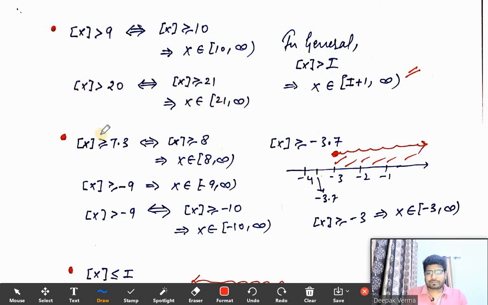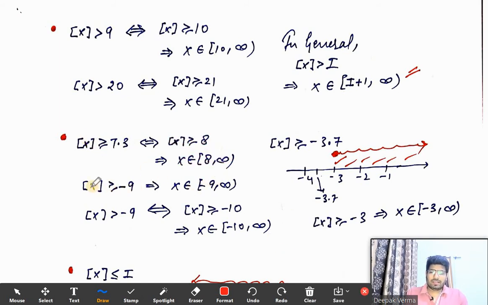Is it clear? Now we are taking an example when x is not an integer. So box x is greater than or equal to 7.3. So the integer greater than 7.3 is what? 8. It means box x is greater than or equal to 8. Write like this first. Now apply the same concept. x belongs to 8 to infinity with 8 closed because we have the equal to sign also.